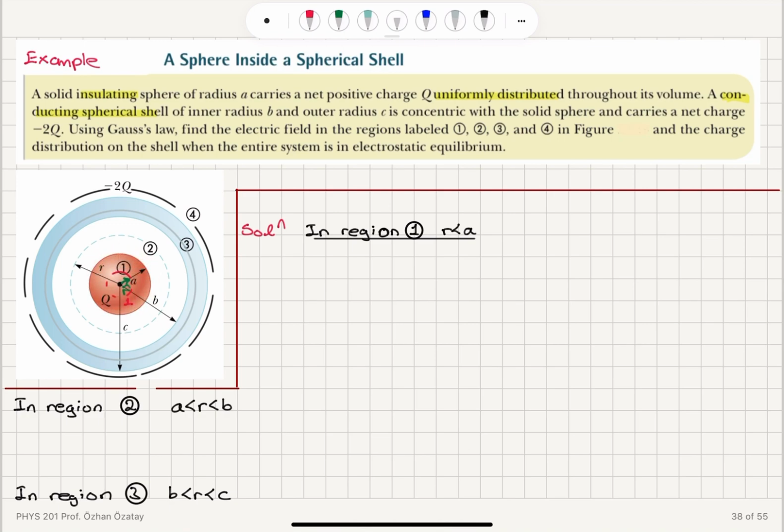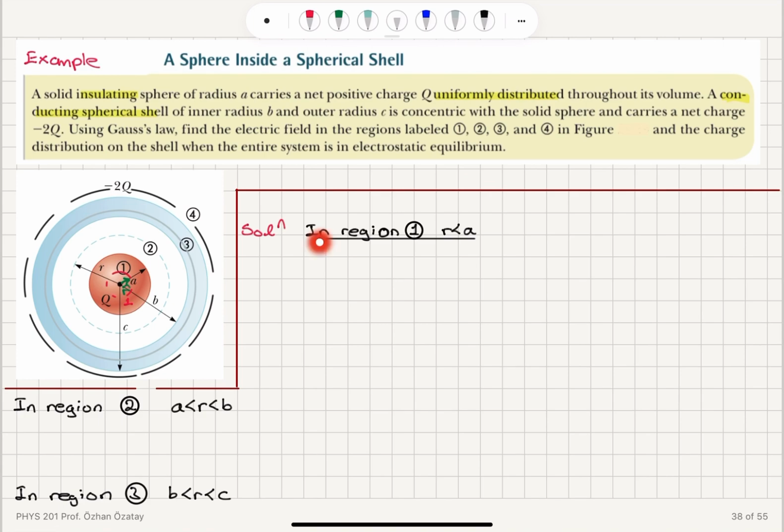1 is inside the solid insulating sphere, 2 is in between the conducting shell and the sphere, 3 is inside the conducting shell, and 4 is outside. And find the charge distribution on the shell when the entire system is in electrostatic equilibrium. So how is this charge minus 2q distributed over this shell?